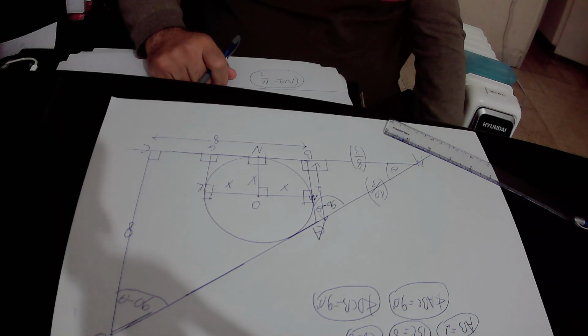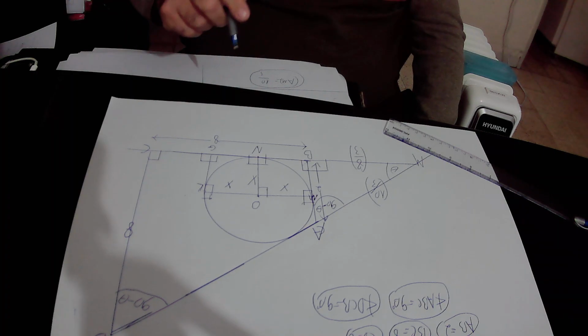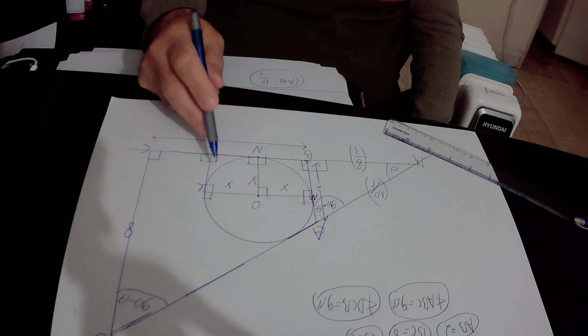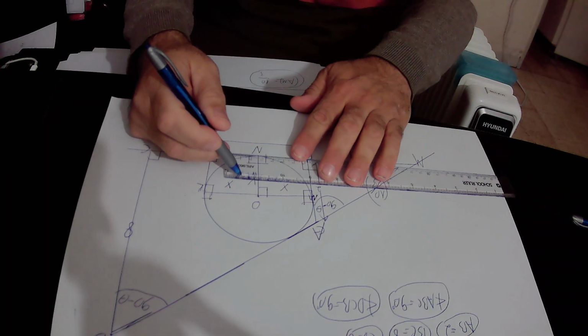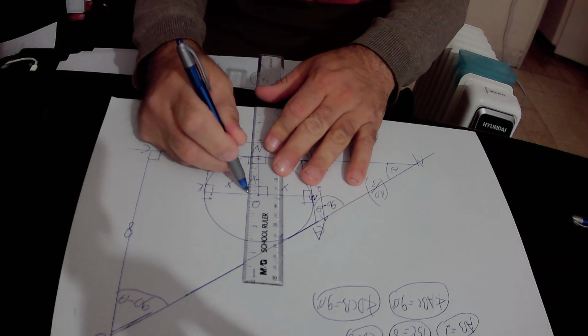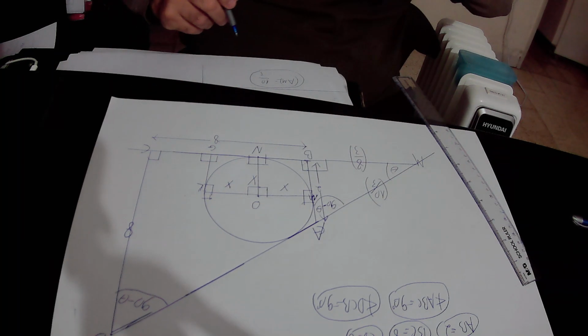We focus on quadrilateral OLBG. Inside this quadrilateral we have 1, 2, 3 right angles, therefore the fourth angle must be equal to 90 degrees, according to the rule that I mentioned, that the sum of the angles in any quadrilateral is equal to 360 degrees.